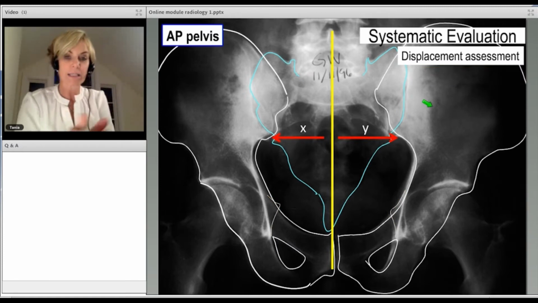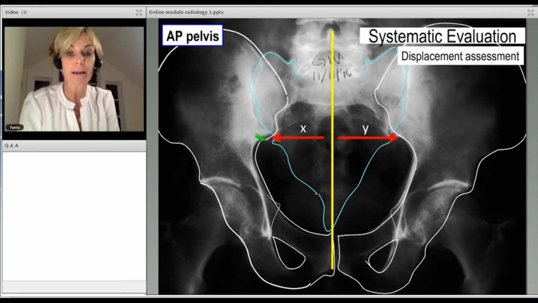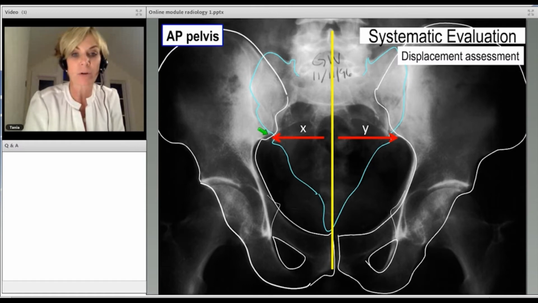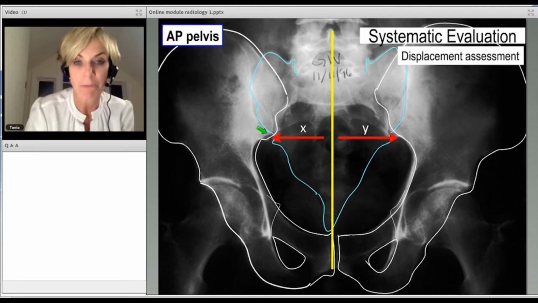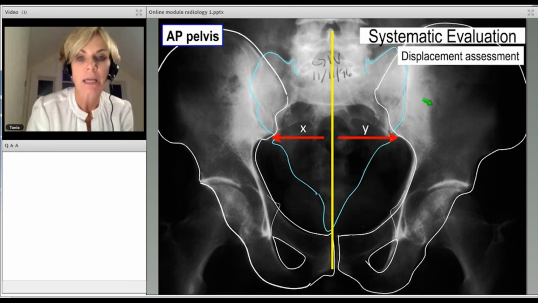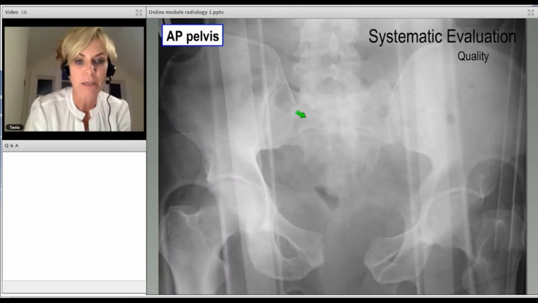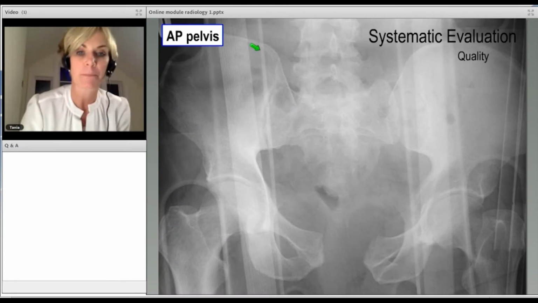Then I look at a translation medial to lateral and I compare from that plumb line to a point designated by my own eye at the apex of the greater sciatic notch, or the joining of the ilium to the sacrum at the most cranial portion of the notch, and I measure it side to side. If y is greater than x, that would indicate to me that the hemipelvis on the left has moved laterally compared to the right. Finally, let's go ahead and see if we can apply this to an example.